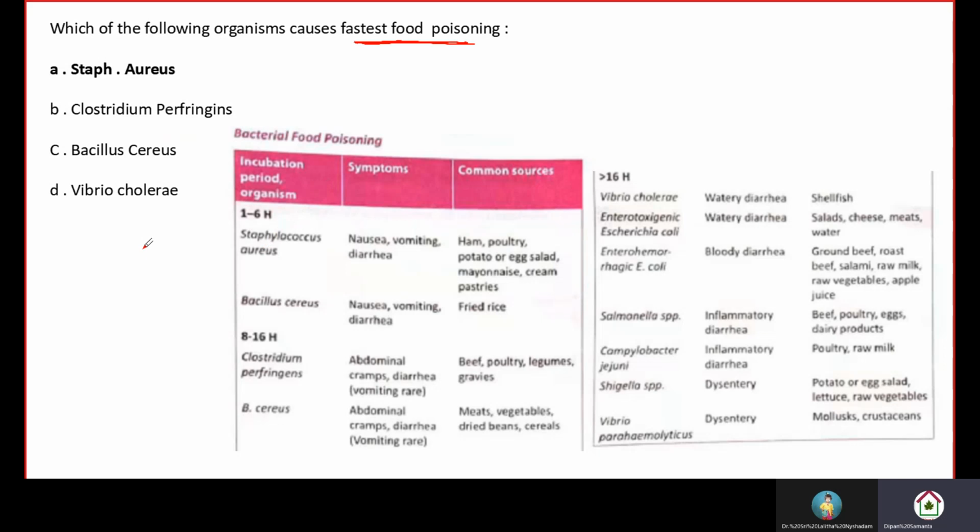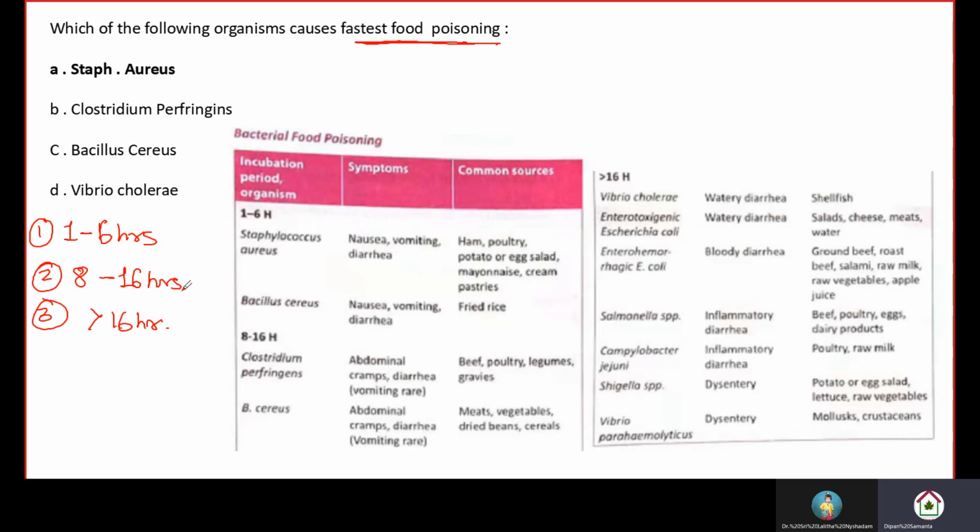First of all, if we need to study food poisoning, then we first do classification based on the duration of onset after having the food. Number 1, 1 to 6 hours. Number 2, 8 to 16 hours. Number 3, more than 16 hours.